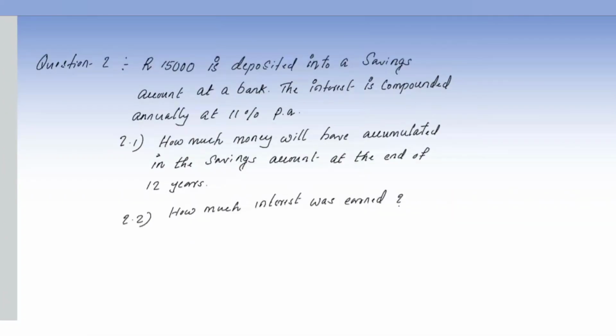Okay, in question 2, guys, please try this question yourself. R15,000 is deposited into a savings account at a bank. The interest is compounded annually at 11% per annum. 2.1, how much money will have accumulated in the savings account at the end of 12 years? The same as the previous question. And 2.2, how much interest was earned?